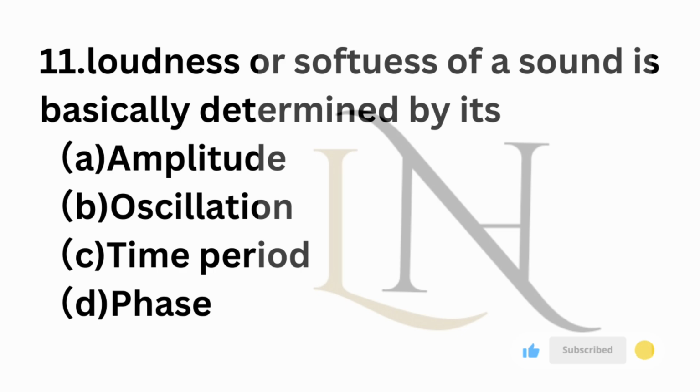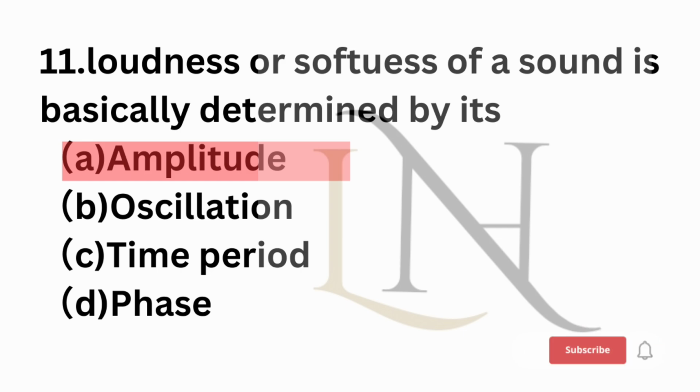Loudness or softness of a sound is basically determined by its: option A, amplitude; option B, oscillation; option C, time period; option D, phase. Correct answer: option A, amplitude. Amplitude means the maximum extent of vibration measured from the position of equilibrium. Move to the next question.